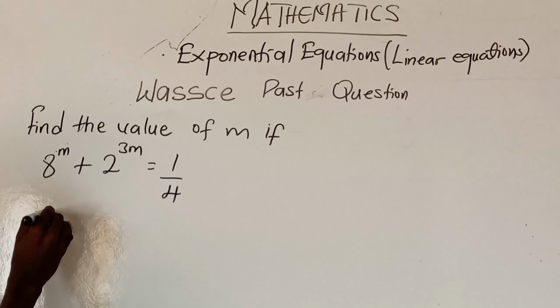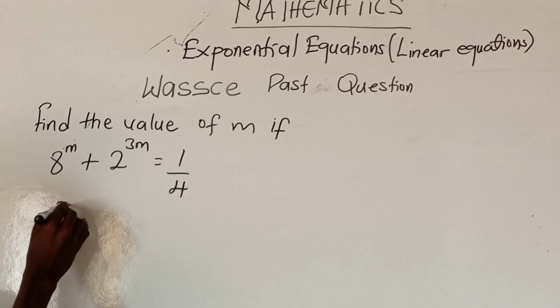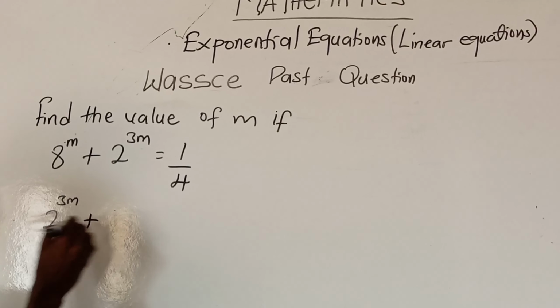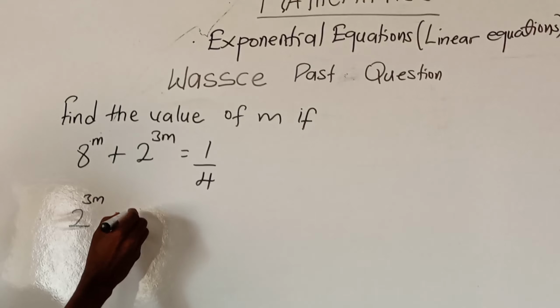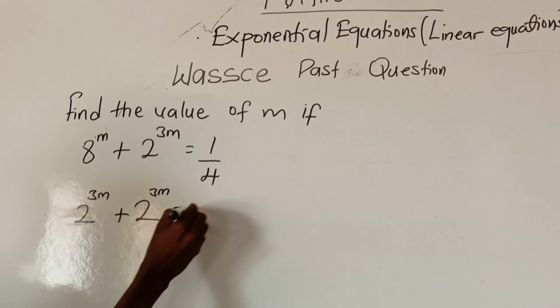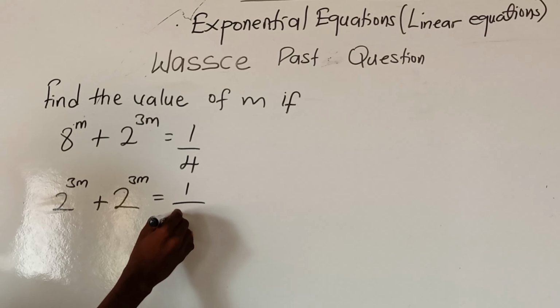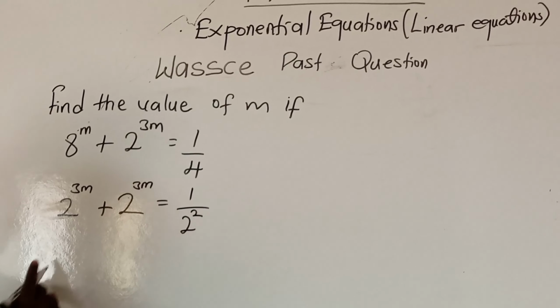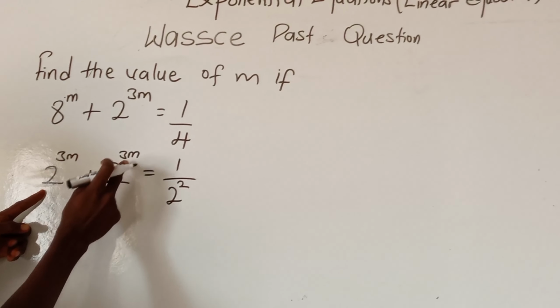How? You say 2 raised to the power 3, because this has the power. So when you multiply 3 times m, it will give us 3m. So you say 2 raised to the power 3m equals 1 upon, you convert this 4 into index form. How? 2 raised to the power 2. So here we have 2 raised to the power 3m, 2 raised to the power 3m.